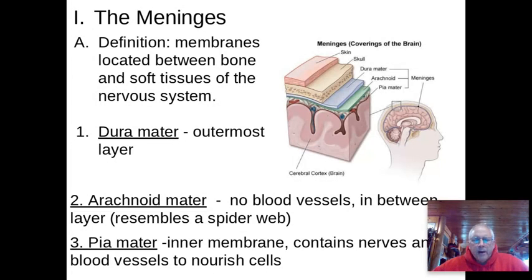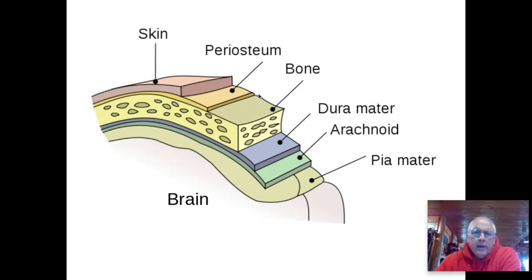And then the pia mater, kind of weird wording, is the innermost membrane that contains nerves and blood vessels. So if you look at these layers, what you see is lots of protection. So we've got the scalp, the skin, and then a little lining inside of the scalp called the periosteum. And then we have the bony skull or vertebrae. And then there's a dura mater, and then there's a space, and then there's arachnoid, and then there's a space, and then there's the pia mater, and we'll look at all those.